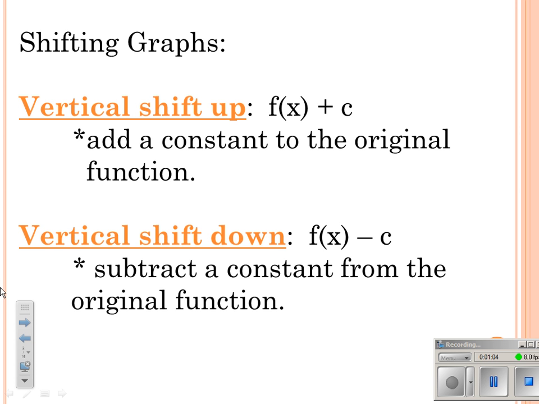So a couple of the ways that we're going to be shifting those functions is up and down. Now a vertical shift up will happen when you add a number to the original function. Okay? A vertical shift down then is going to be when we subtract a constant or a number from the original function.